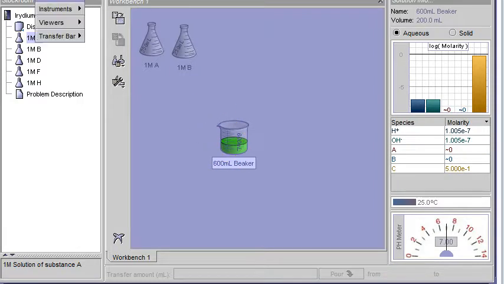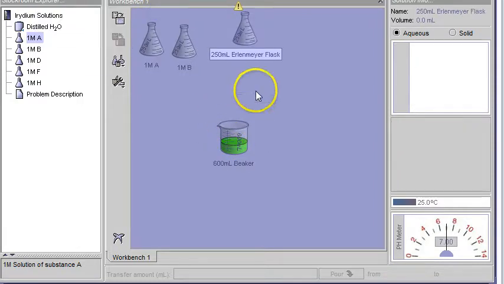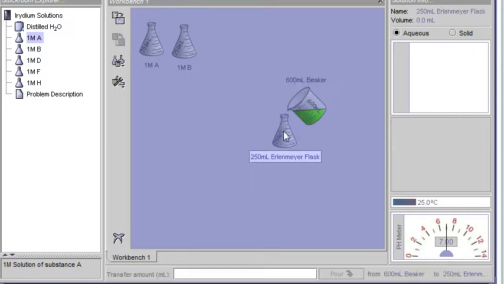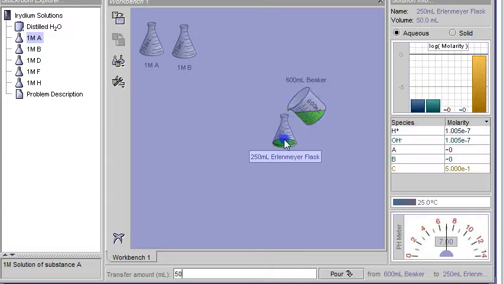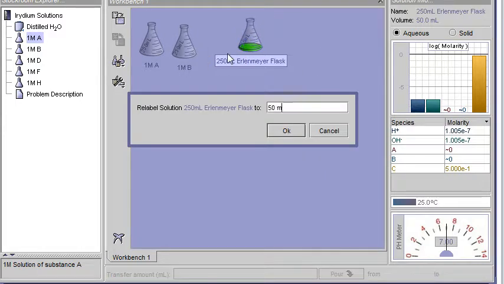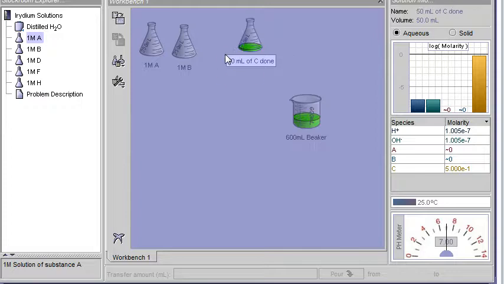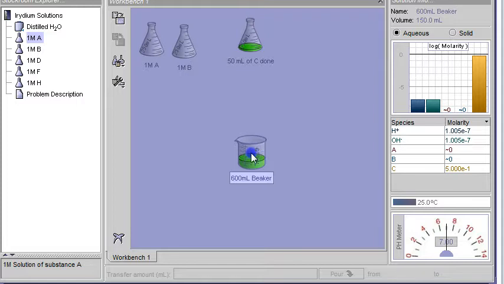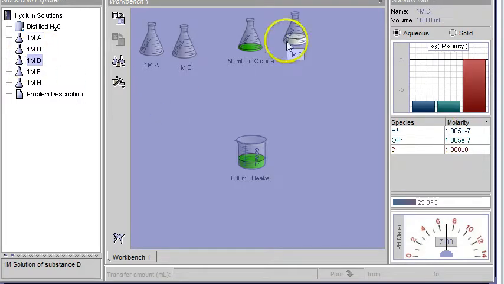Because after you set aside the 50 milliliters of C that you need, 50 milliliters, I'm going to rename this to be 50 milliliters of C. Done. That's what I need to turn in via screenshot. Now here I have 150 milliliters of 0.5 molar C. So I'm going to add some D to it. But how much D do I add?